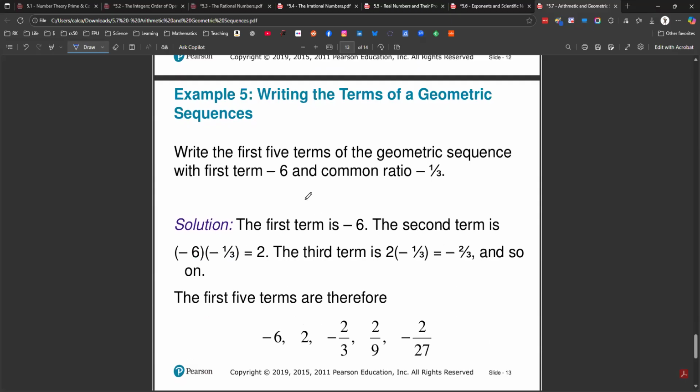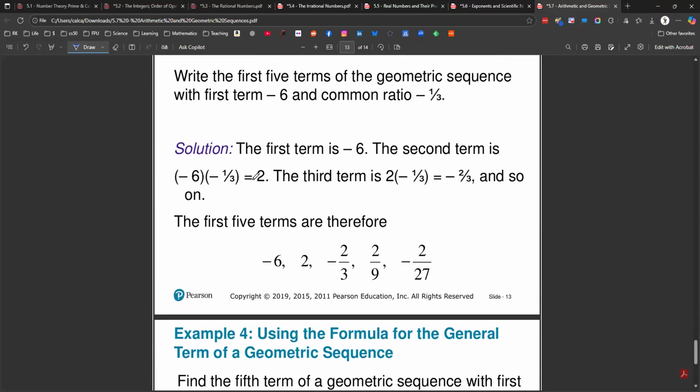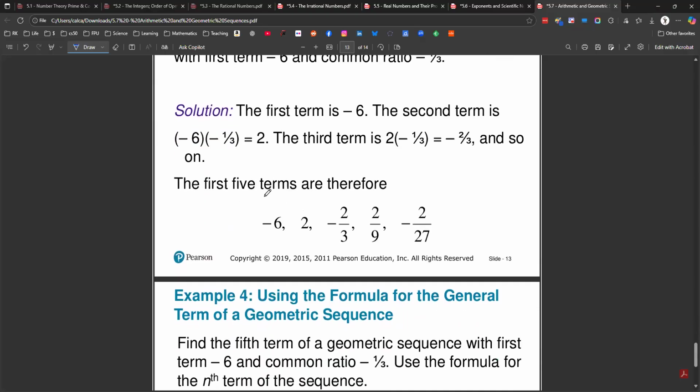All right. Writing the terms of a geometric sequence. Write the first 5 terms of a geometric sequence whose first term is -6 and whose common ratio is 1/3. Okay. So each time you're just going to multiply through. Look, we did that example.